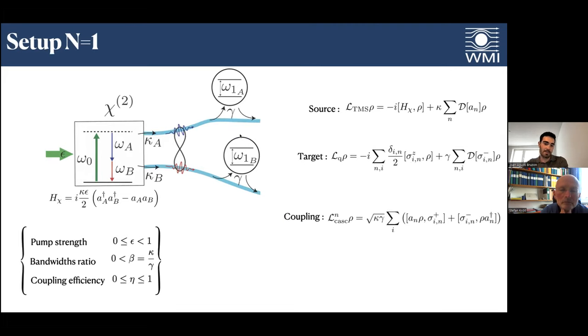It's important to state that this interaction is cascaded, or unidirectional. It means that all the photons from the source go directly to the qubits, but there is no feedback to the source. This is usually achieved with circulators. I have not drawn them here, but those are elements which can induce some loss. I will talk about it later on. Basically all the photons from the source just go directly to the qubits.